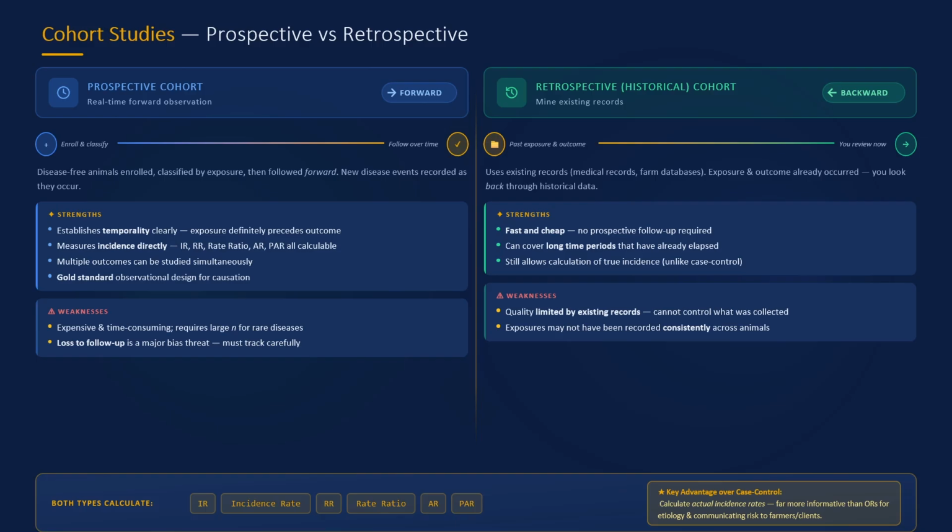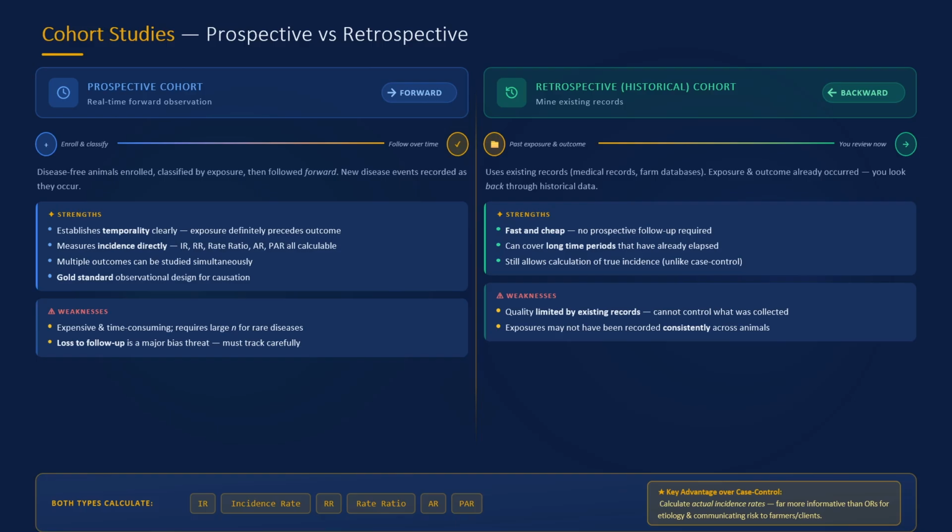Retrospective strengths: fast and cheap, no waiting, and you can span long periods that have already elapsed. Critically, you can still calculate true incidence, which case control cannot. The weakness is that you're captive to whatever was recorded. Data quality and consistency are out of your control.